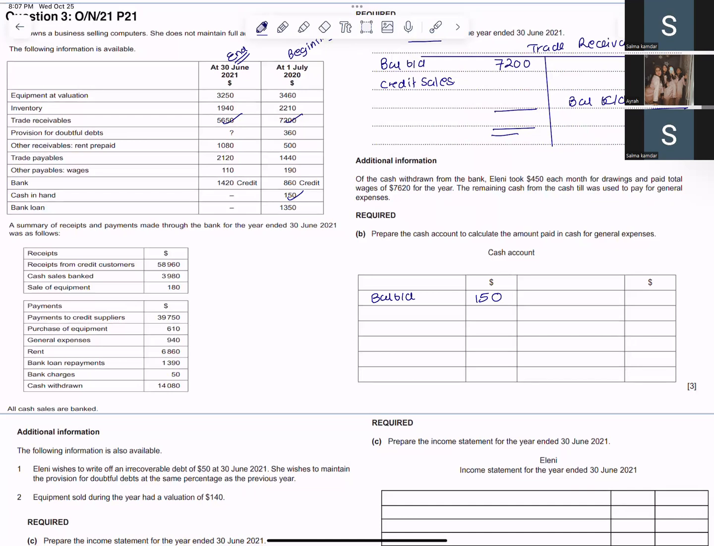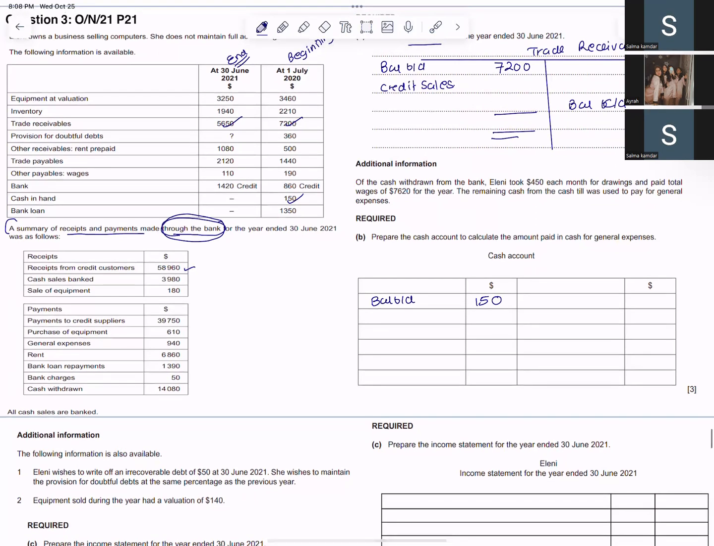Now read ahead. There is a summary of receipts and payments made through the bank for the year ended. Just be careful. This is made through the bank, so this won't come in the cash account. But I have something: receipts from credit customers. This will come on the credit side of trade receivables, because you've received it from your customers through bank. How much? 58,960.